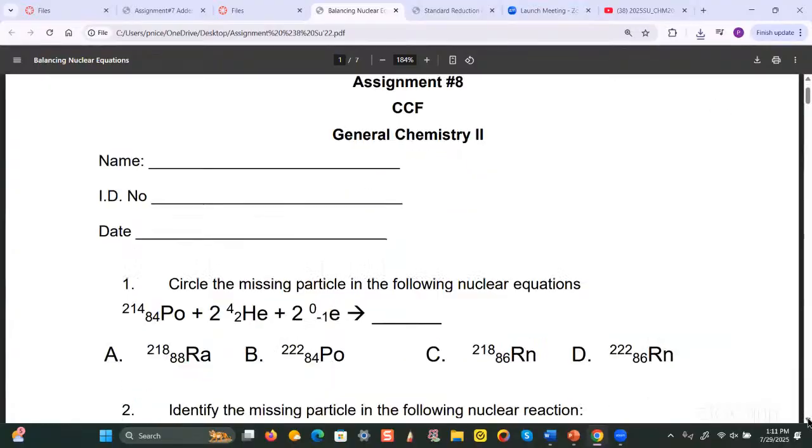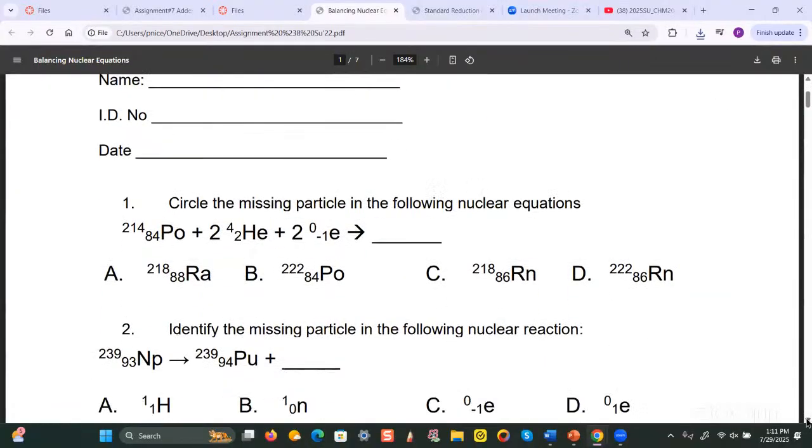Okay, so basically these are all nuclear equations. And the question says, circle the missing particle in the following nuclear equation. So basically you need to find out which of these would be the correct answer for filling in this blank right here. So they gave you what's happening on the left side, and you're to figure out what will be the product, all right? If you remember what we just said, in any balanced nuclear equation, the mass numbers must be conserved and the atomic numbers must be conserved, right? So the total mass numbers on the left must be equal to that on the right, and the same is true for the atomic numbers, right?